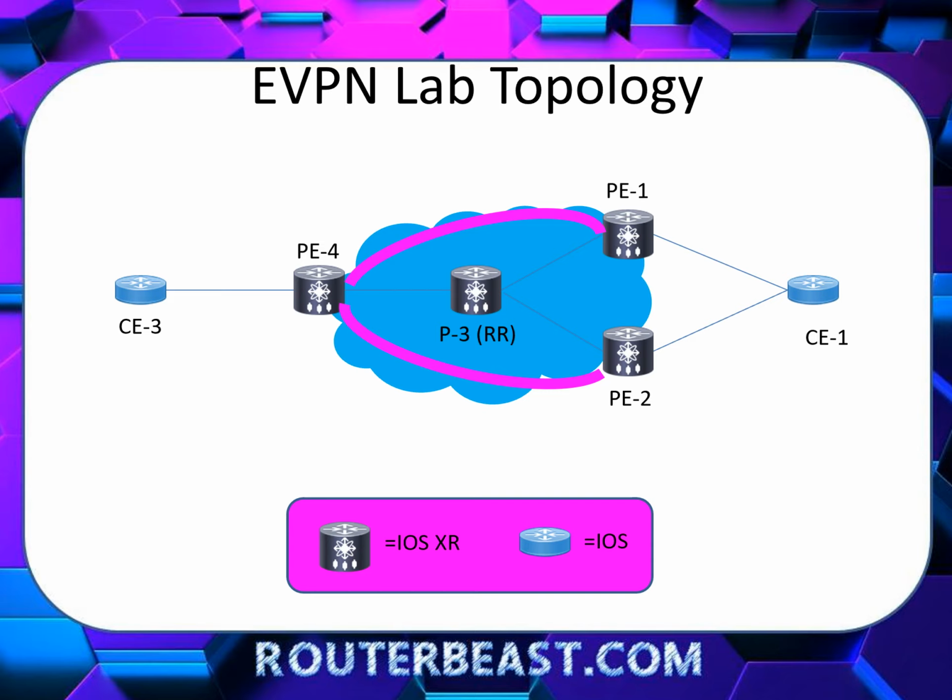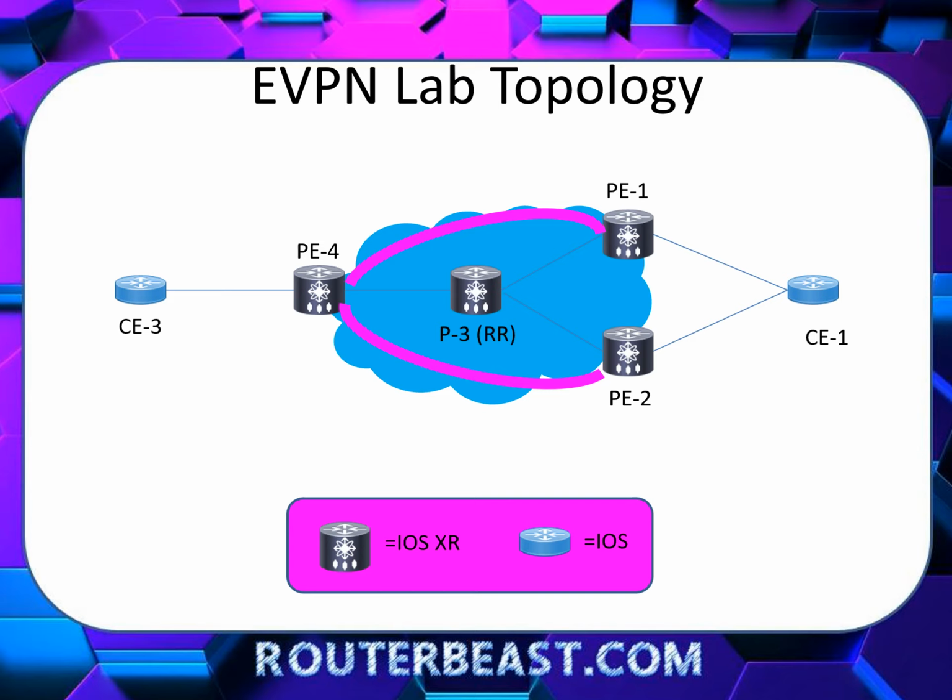We've got a P router in the middle here that's providing connectivity between the different provider edge routers, and we'll be having EVPN circuits or EVPN connectivity going from PE1 over to PE4. And that's really what we'll be focused on there.